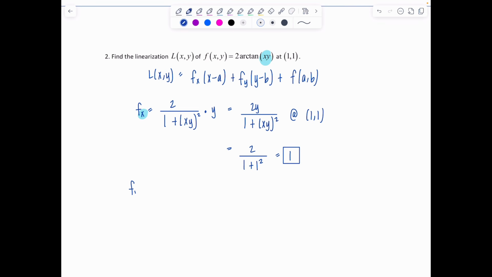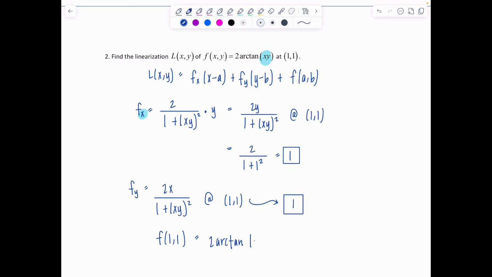Same thing, partial with respect to y would be 2x over 1 plus xy squared. So the chain rule just swaps out the y for the x. And then evaluating this at 1, 1, it also turns out to be 1. Perfect. So the only other thing I need is the function at 1, 1. This was embarrassing for some people. 2 arctan of 1 times 1. That's just 2 times arctan of 1, 2 times pi over 4, which is pi over 2.